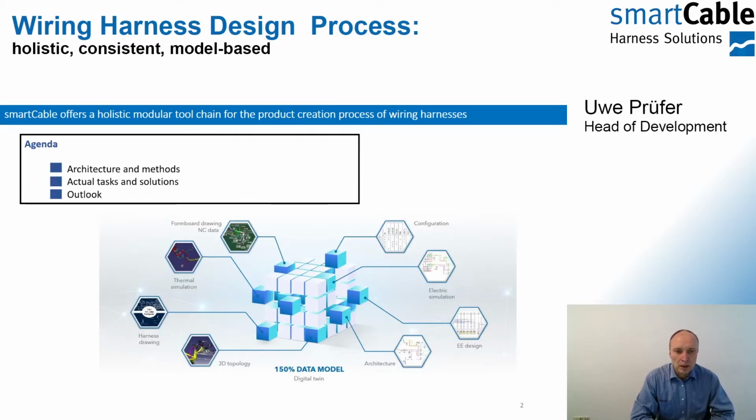Smart Cable has been developing tools for the physical wiring harness production process for 20 years. Our tool chain is model and knowledge based and it works across various domains. The 3D topology, wiring and configuration come together in our data model in such a way that 3D views, physical wiring harness, and 2D views, documentation, wiring harness drawing, and design board can easily be derived from a model.